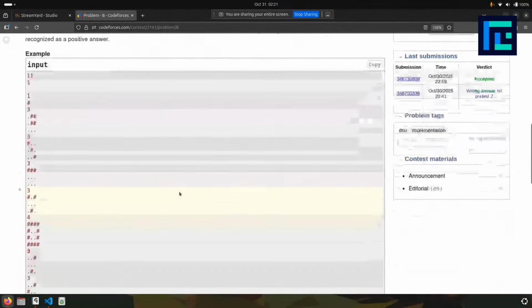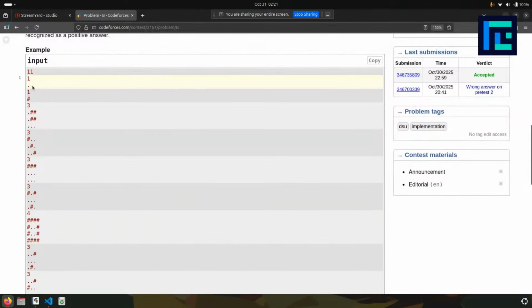So let's see the test cases. The first test case, you can just paint this cell as black, and that would follow all three conditions. So yes. Again, the second is a yes. The third test case already follows the condition of all the black cells being connected and no three black cells being consecutive. So the third test case is also yes.